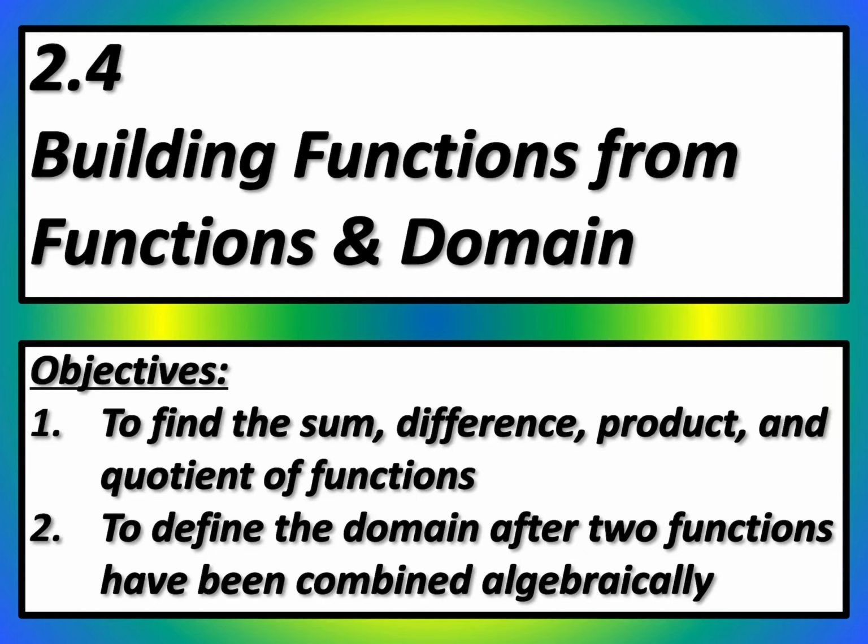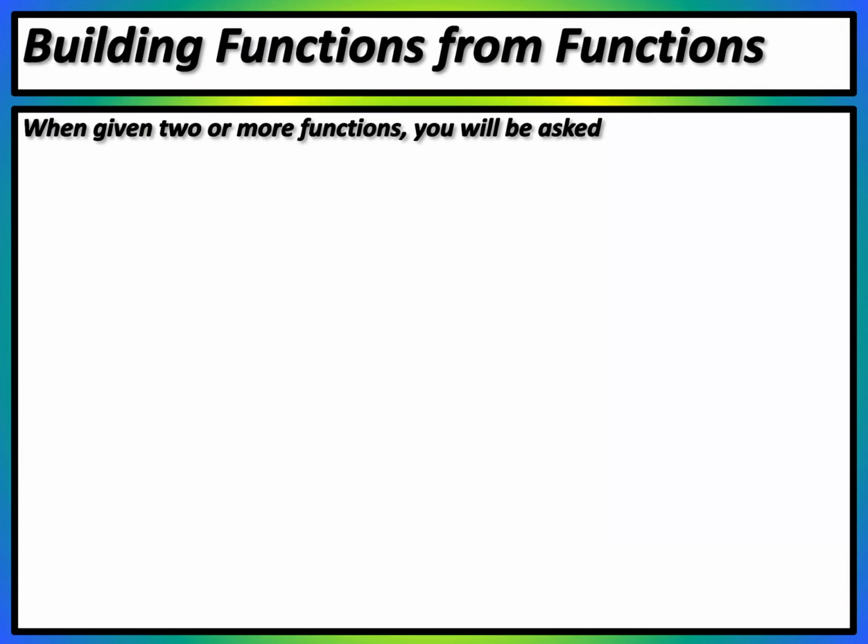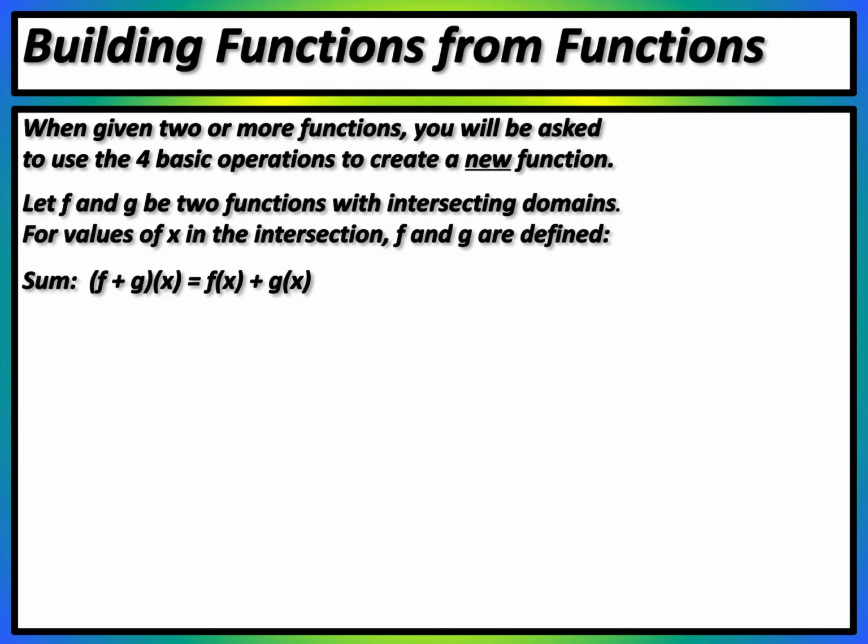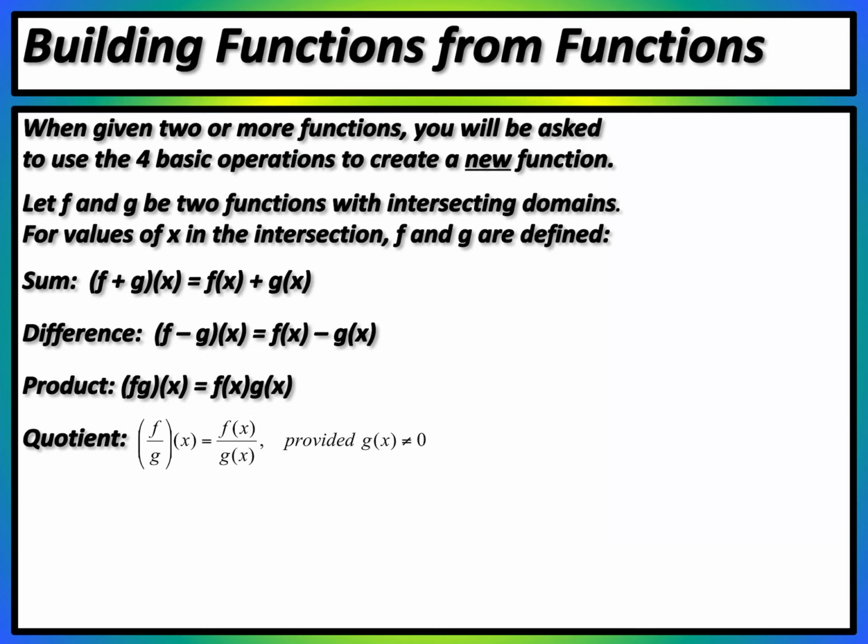Today we're talking about building functions from function operations and finding their domains. So, a review: operations with functions just means using function notation. f plus g of x really means f of x plus g of x, and the same thing goes for the difference, the product, and the quotient. Now the thing we have to remember for the quotient is that g of x cannot equal 0, because that makes our entire expression undefined.